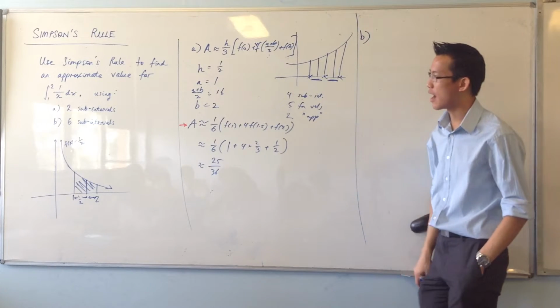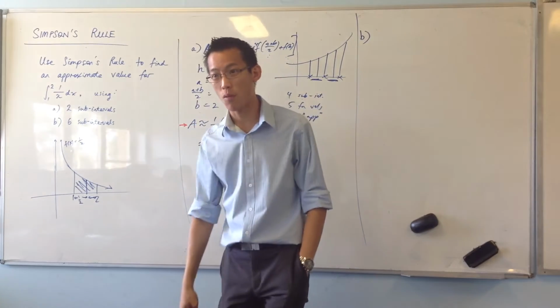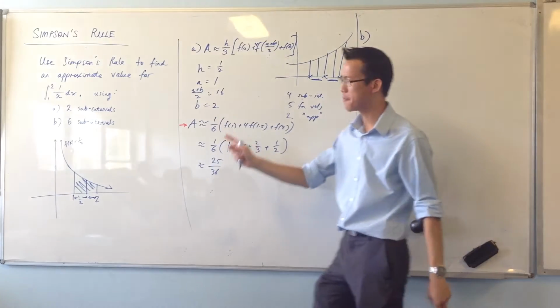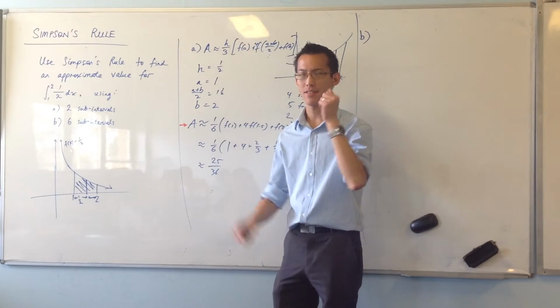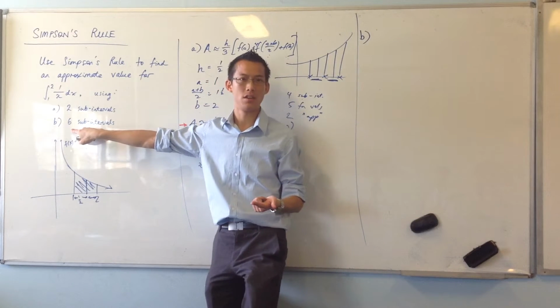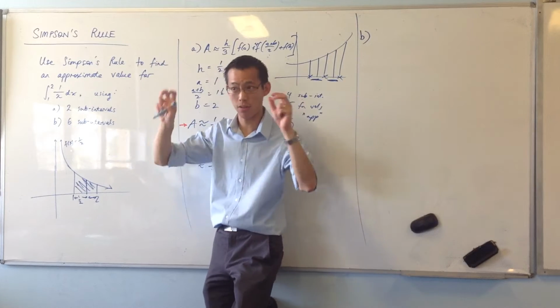Part B, where we're stepping up, okay? So I'm going to do it in long form here, which is that I'm going to use the formula, and I'm going to use it, now, how many times? How many applications, how many parabolas am I going to have if I've got 6 sub-intervals? I'm going to have 3, because it's n on 2, if you like, okay?